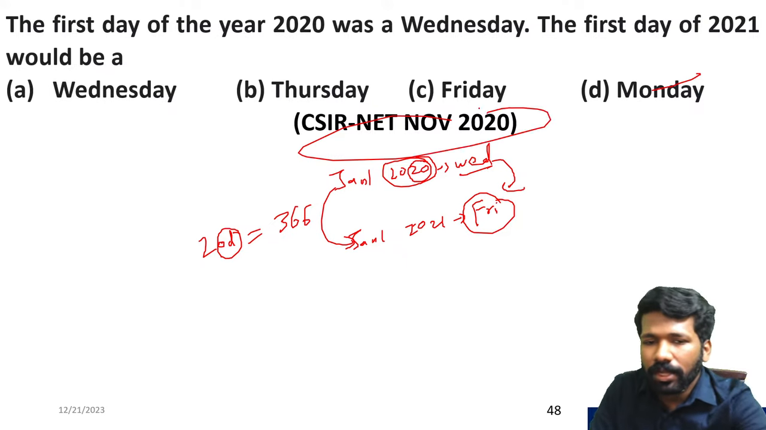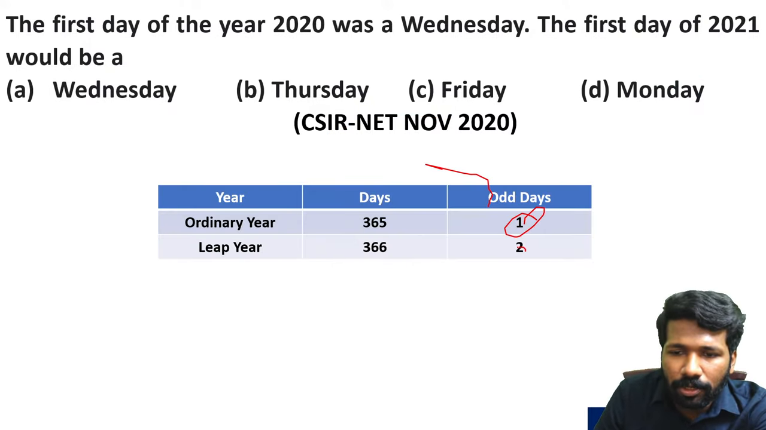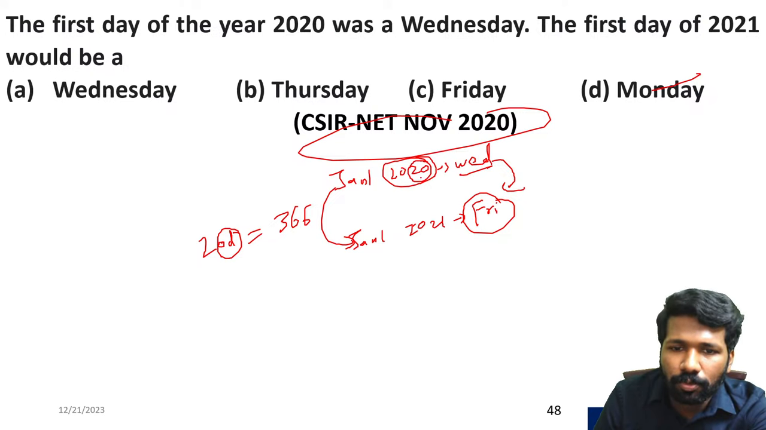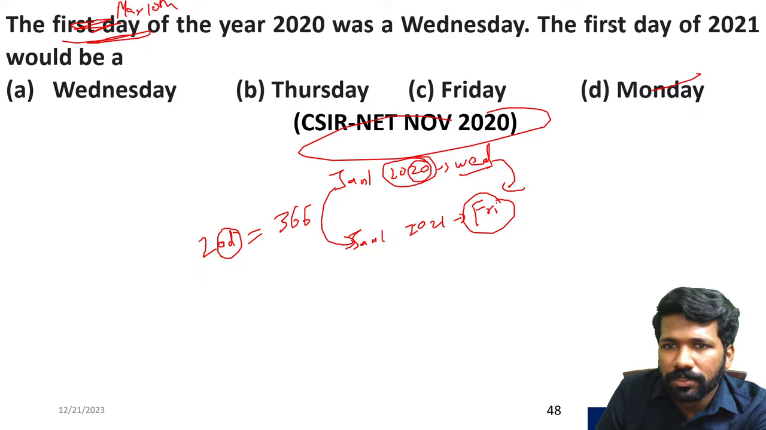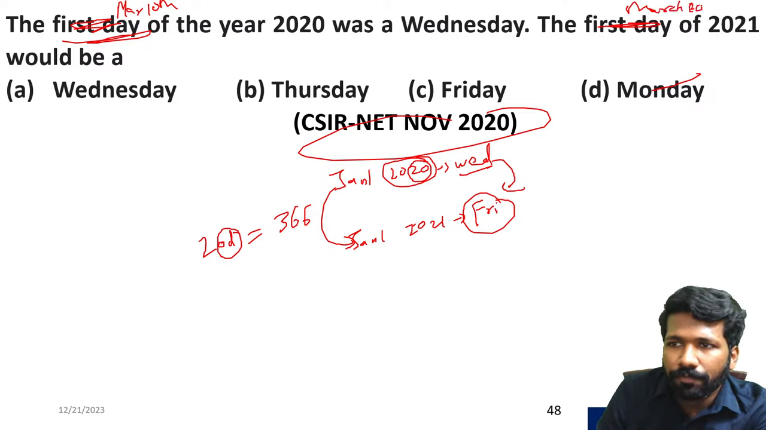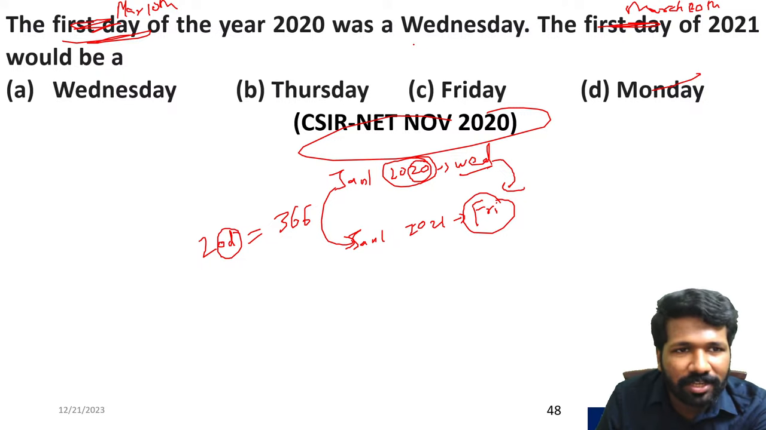So ordinary year, one odd day. Leap year, two odd days. This concept is needed. 2020 was a leap year, that is why 2-day shifting. Sometimes, instead of the first day, some other day can be given. For example, if the question was saying March 10th of 2020 was Wednesday, then what will March 10th of 2021 be? You may think that the answer will be the same, but it is not.